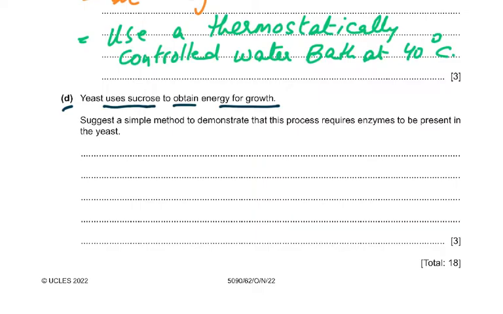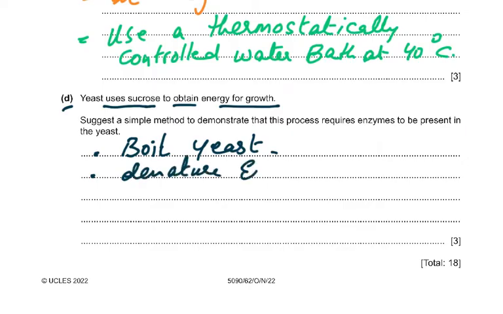Very easy. You boil the yeast. You see, if you boil the yeast, what are you doing? Yeast is a living organism. If you boil the yeast, you are denaturing all the enzymes. So you boil the yeast, this will denature all enzymes. And when it denatures all the enzymes, now what will happen?